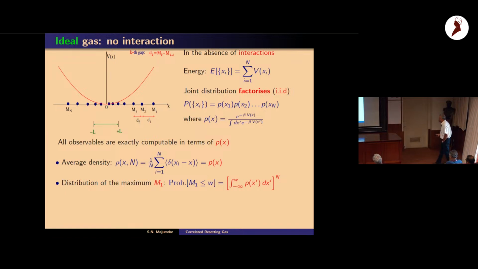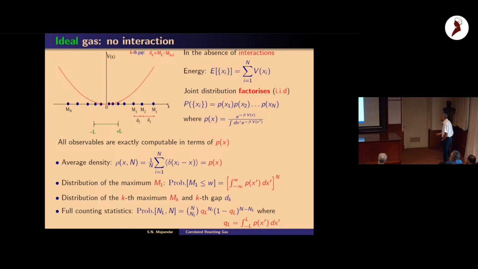And then, for large n and large W, this approach takes a scaling form depending on the tail of P of x, and one recovers the well-known extreme value statistics laws like the Gumbel distribution, Fréchet distribution, and Weibull distribution. I'll not go into the details of those. And similarly, you can calculate the distribution of the kth maximum or the kth gap, between these gap statistics. So essentially, for the ideal gas, you can calculate all these observables.